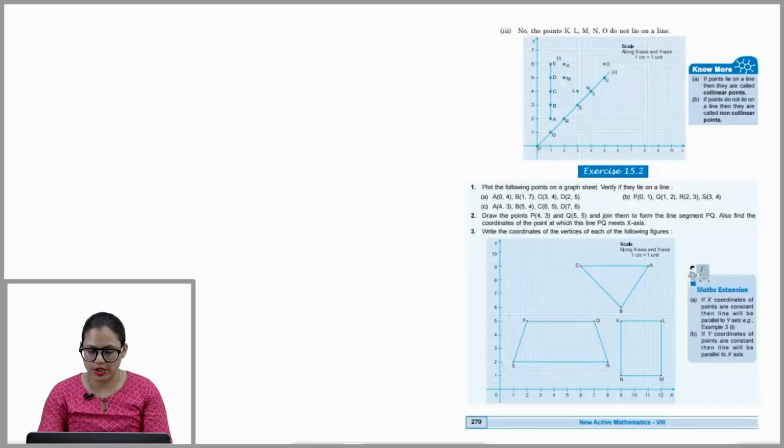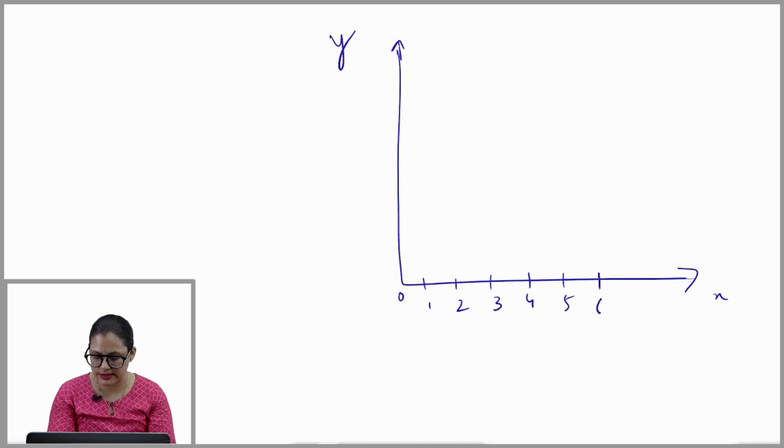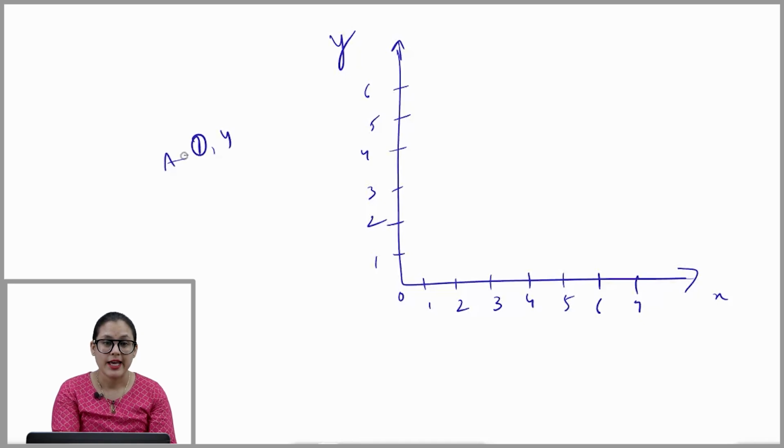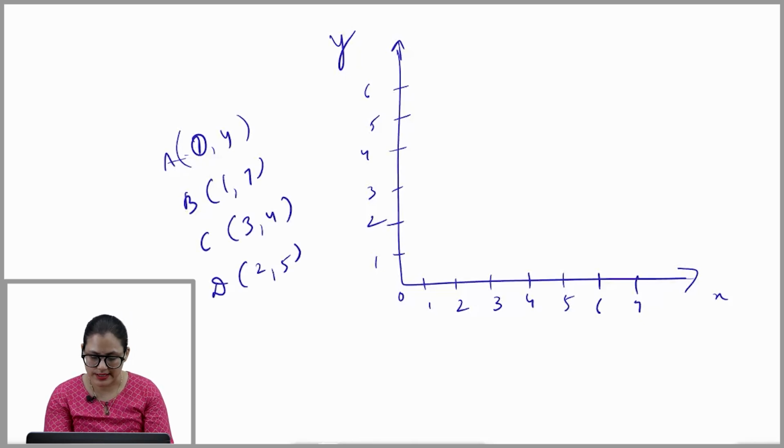Let's do exercise 15.2. You have to plot the following points on a graph sheet and verify whether they lie on a line. Let's plot these points on a graph sheet. This is the x-axis, this is the y-axis. 0, 1, 2, 3, 4, 5, 6, 7, and 1, 2, 3, 4, 5, 6. So the first point is A, 0 and 4. Then you have B, which is 1 and 7, C, 3 and 4, and D, 2 and 5.